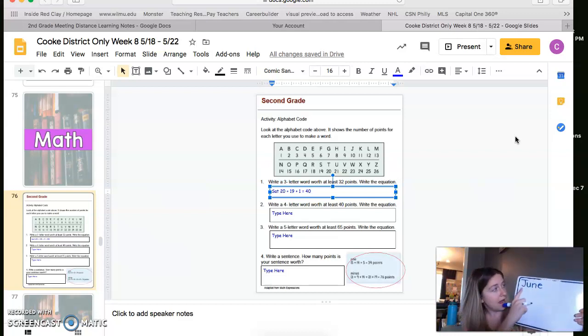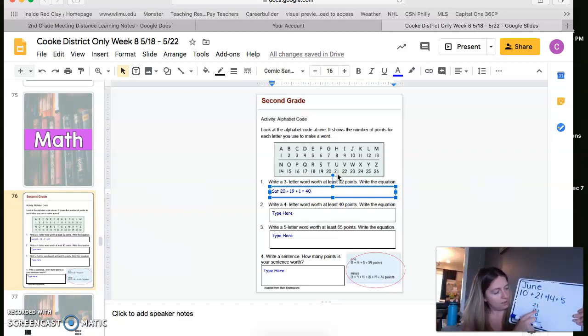And now I'm going to write how much each of these letters are worth. So J, I look at my chart, it's worth 10, plus U is worth 21, plus N is worth 14, and E is worth 5. So I'm going to write this vertically to help me solve it. Sometimes it's a little hard for me to add a lot of numbers horizontally. So I'm going to go with my biggest number first. 21, 14, 10, 5.